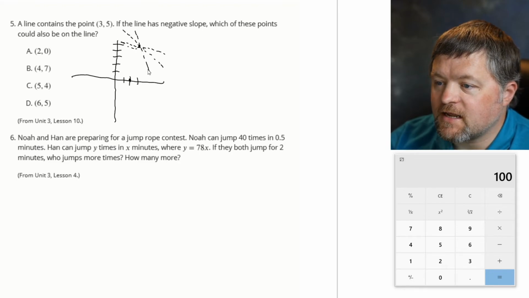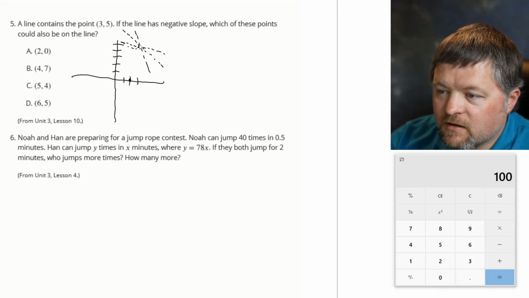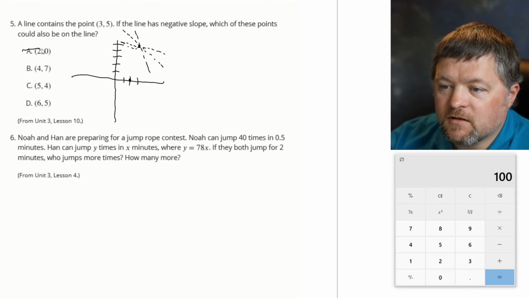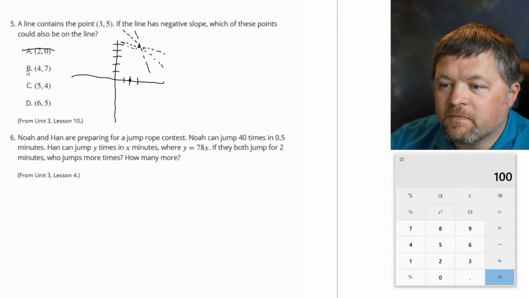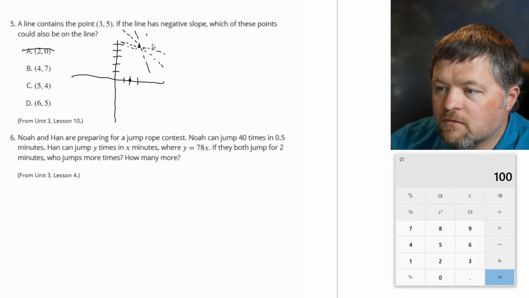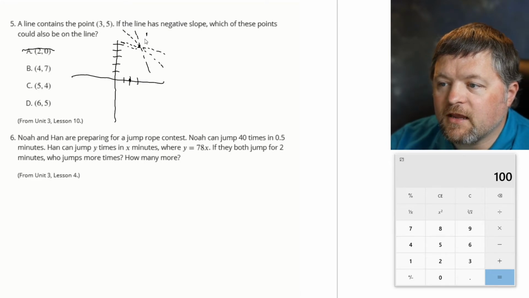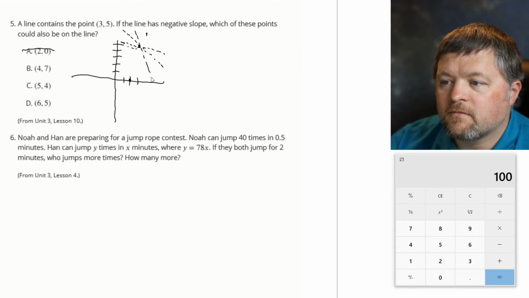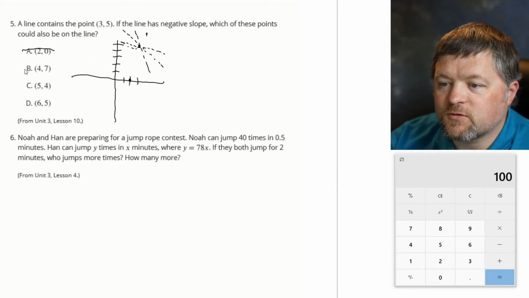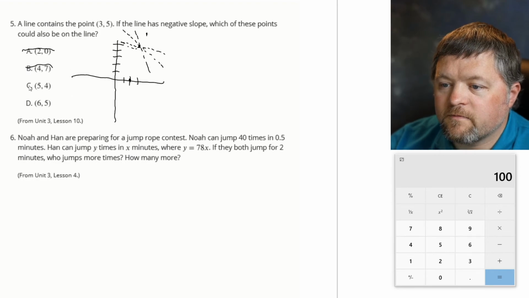If this line has a negative slope, it's going down, and connecting those 2 points would have a positive slope. So it is not that one. (4, 7) would be up here. That's also not going to work, because connecting those 2 points would have a positive slope.